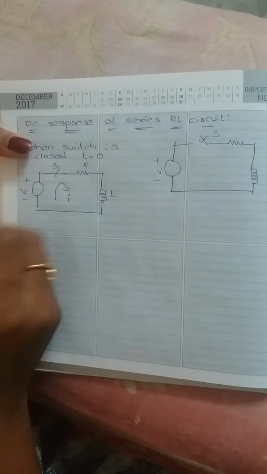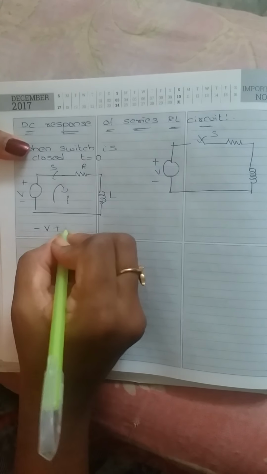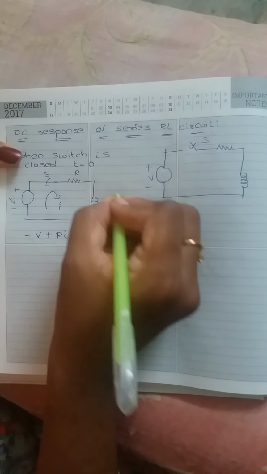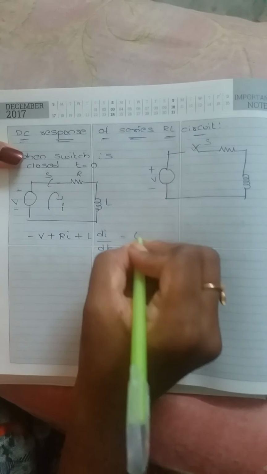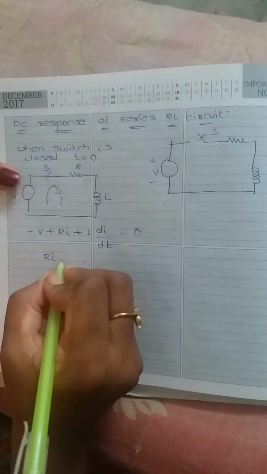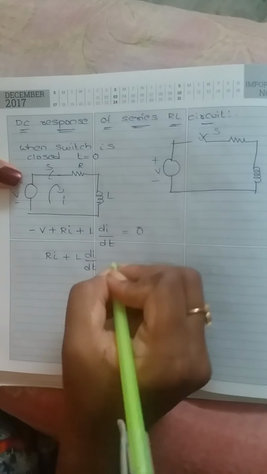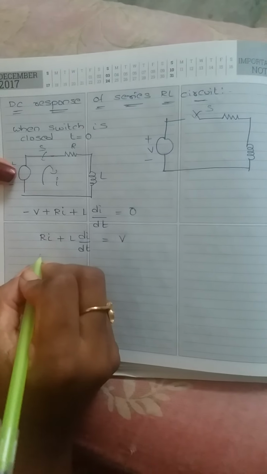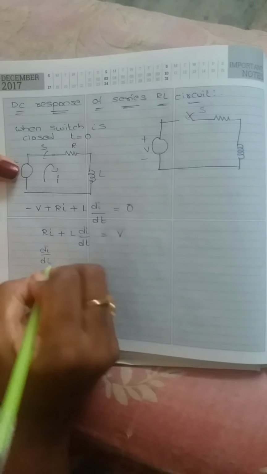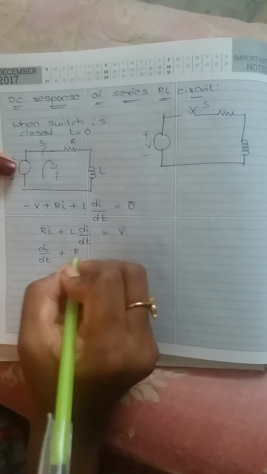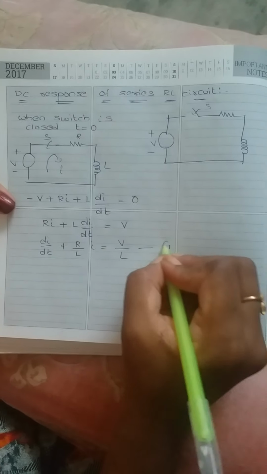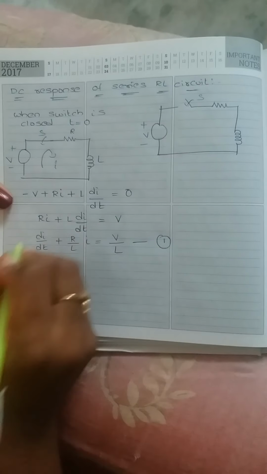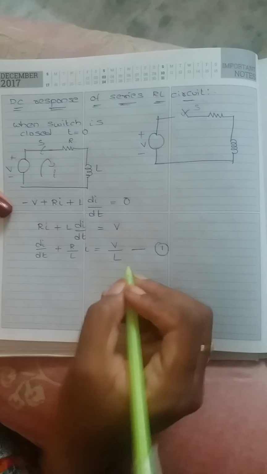For this series circuit, we now apply the loop equation. Minus V plus R into I plus the voltage across the inductor, L into di by dt, equals 0. From this equation we can write Ri plus L di by dt equals V. Now we can write it as di by dt plus R by L into I equals V by L. I am taking this as equation 1. This equation is a first order homogeneous equation.